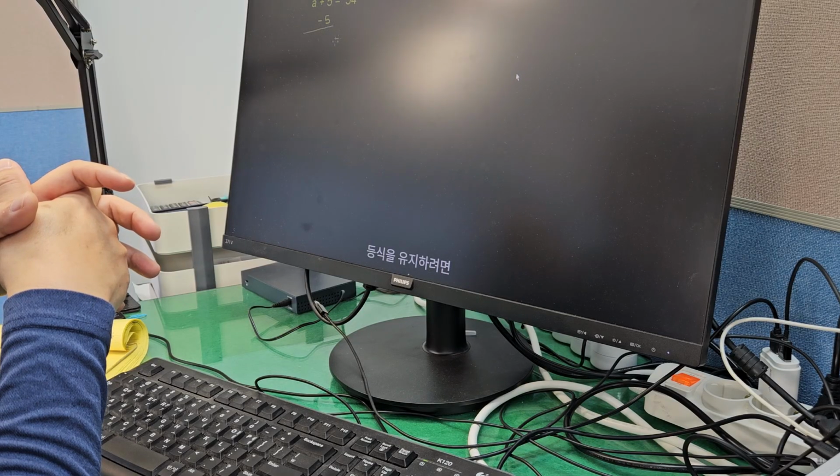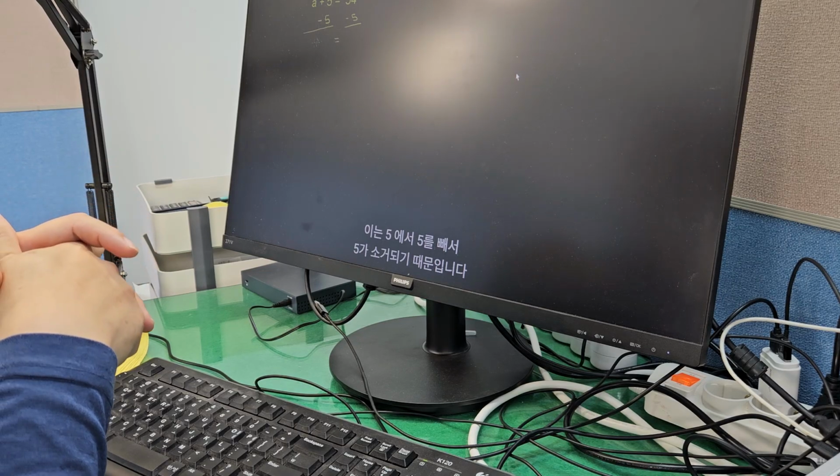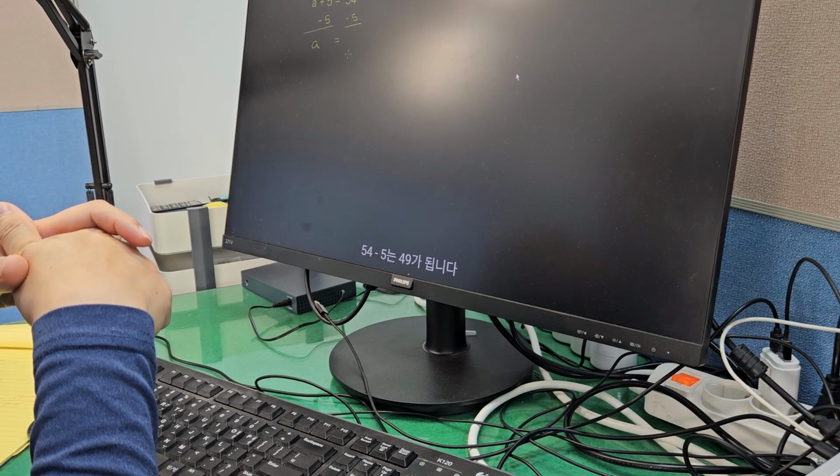But remember, this says a plus 5 is equal to 54. If we want the equality to still hold, anything we do to the left-hand side of this equation, we have to do to the right side of the equation. So we also have to subtract 5 from the right. So we have a plus 5 minus 5. Well, that's just going to be a plus 0 because you add 5 and you subtract 5. They cancel out. So a plus 0 is just a. And then 54 minus 5, that is 49. And we're done. We have solved for a. a is equal to 49.